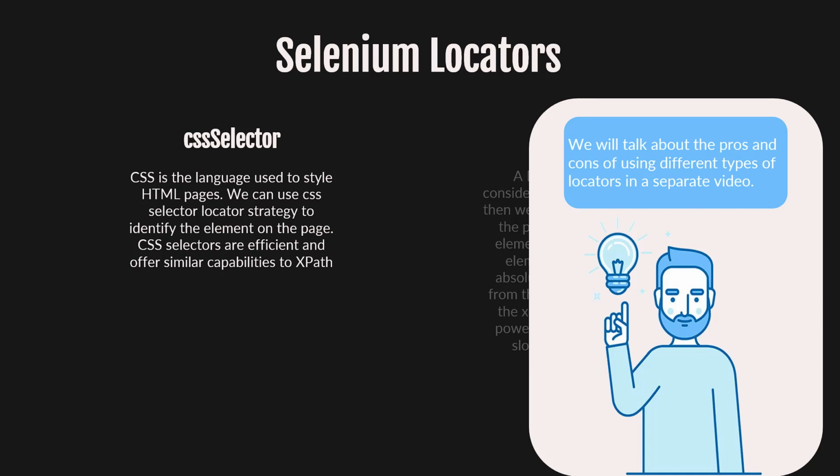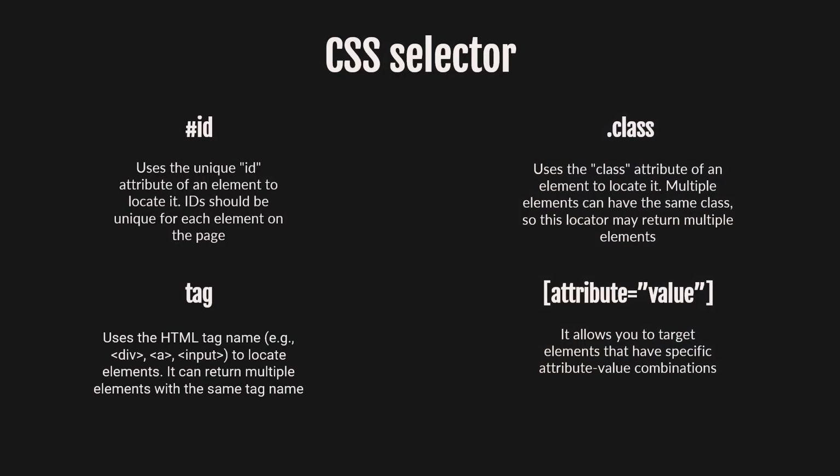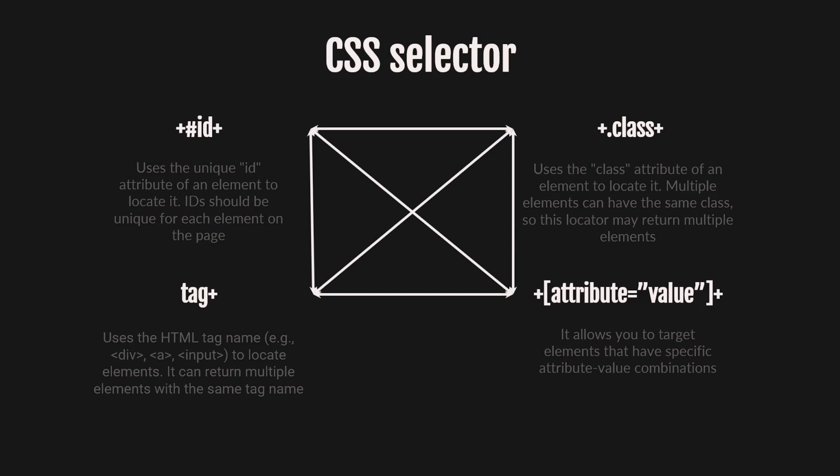The CSS selector functions similarly to the simple locators. We can also search for elements using attributes such as element tag, ID, and class. Furthermore, we can search by any other attribute of the elements, which enhances the flexibility of our queries. However, what makes the CSS selector truly powerful is its capability to combine locators, a concept we will explore later in the video.